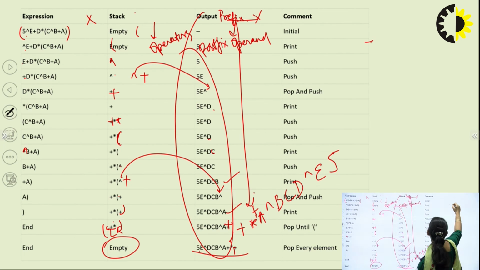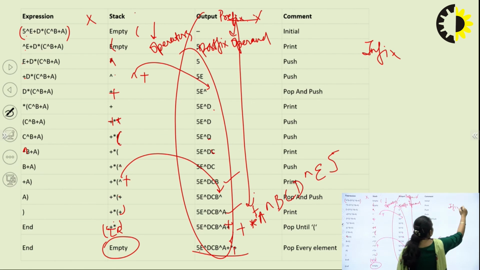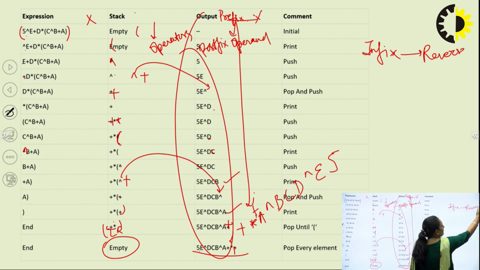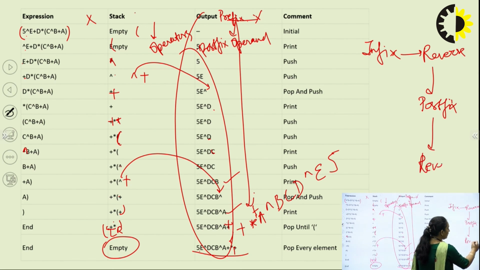So we have to convert this infix. You have to reverse it. In the reverse order you will write it. Then after that you will convert it into a postfix expression. This is the result. Then reverse it. And then we will get the prefix expression. So all that you have to do is one algorithm for the postfix.